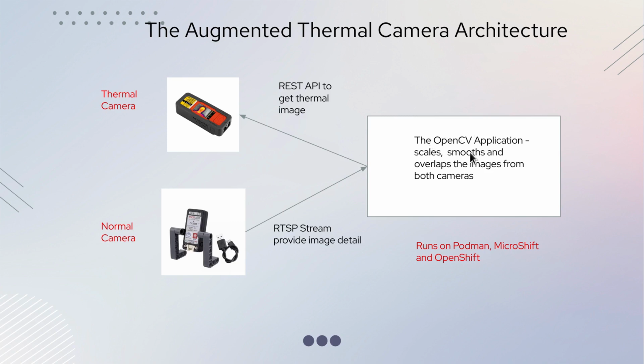What I've done is I've written an OpenCV application which scales, smooths, and overlaps the images reading from both cameras. So basically what it does is it captures the stream from the RTSP server and executes a GET to get the thermal image, and then scales, smooths, and overlaps the two images, providing you with the augmented image that you saw in the earlier challenges.